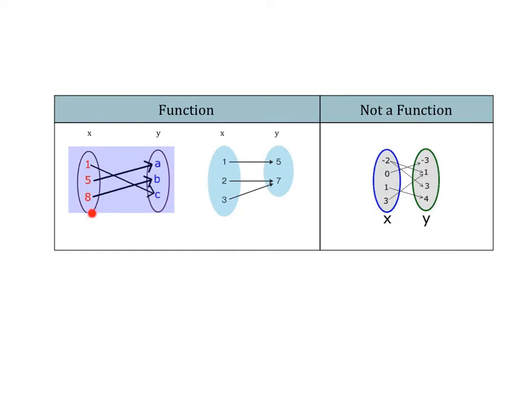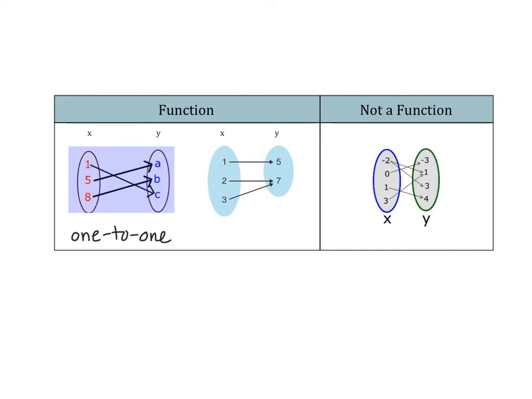Here we have sets of x and y values. In this first set of numbers, this input has a single arrow, so it has one output. This input has one output, this input has one output. Since for every x there's only one y, this is a function, and we actually call it a one-to-one function. We call it this because you can see that there's no overlap in the y values.